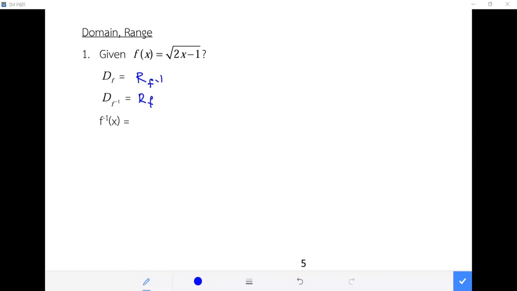So let's find the domain of f. 2x minus 1 is in the root, right? You want to find the domain, so 2x minus 1 must not be negative. So 2x is more than or equal to -1, x is more than or equal to -1/2. So this is the domain of f, which is the same as the range of f inverse. Then you go negative 1 over 2, oh, not 0, infinity, like this.